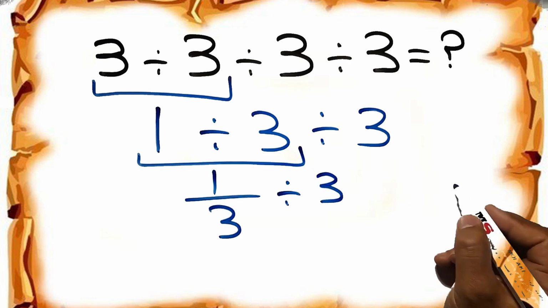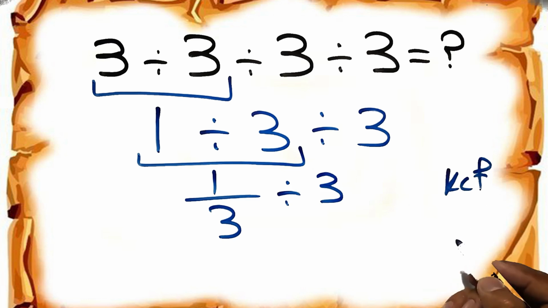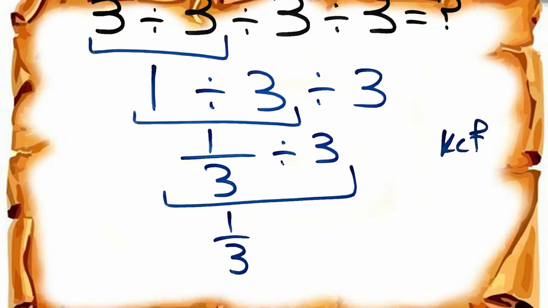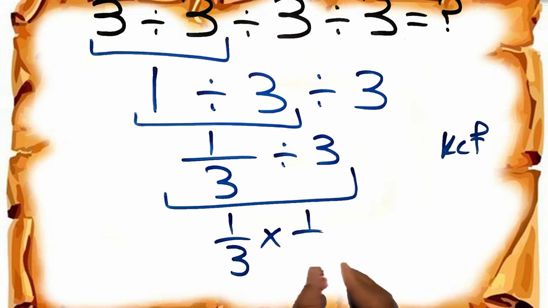Now, according to the KCF rule, K stands for keep, C stands for change, and F stands for flip. We can write, keep the first fraction, change division to multiplication, and flip the second fraction.